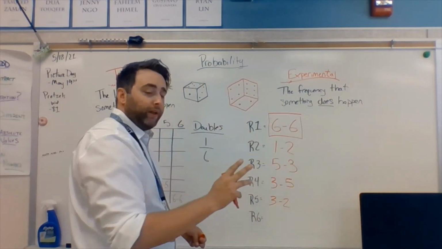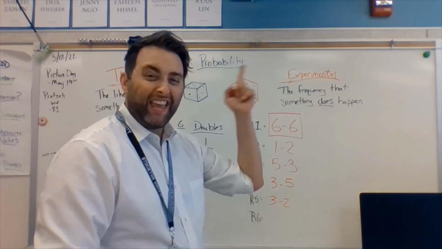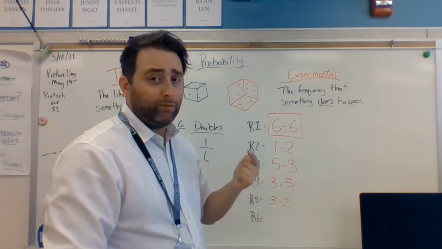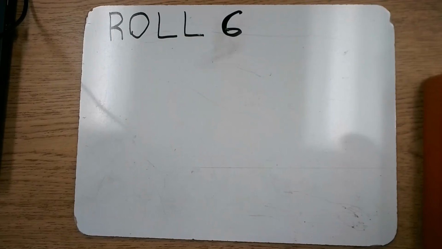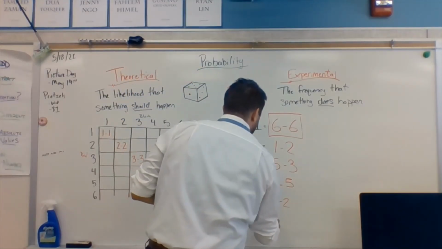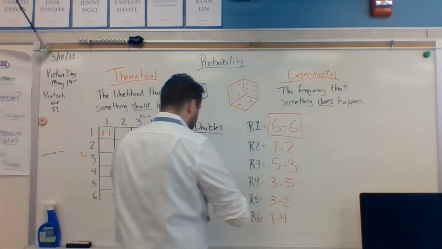Last roll, can we hit 2 doubles? Can we break the theoretical probability with our experimental probability? Can we do better? Here we go. Boom. We do not. We finish with a 1 and a 4.